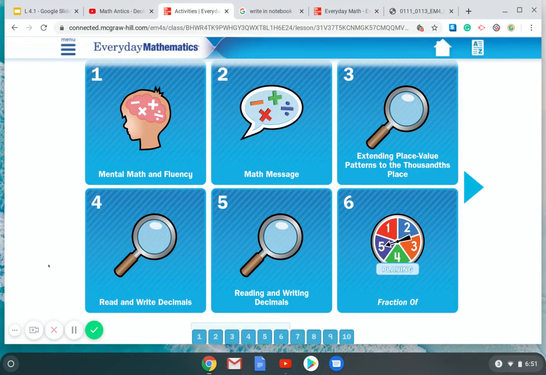Okay, remember, boys and girls, you can always log on to your ConnectEd platform and review today's lesson. And you can also access some of the games here, like fraction of, to again help you continue with your learning.